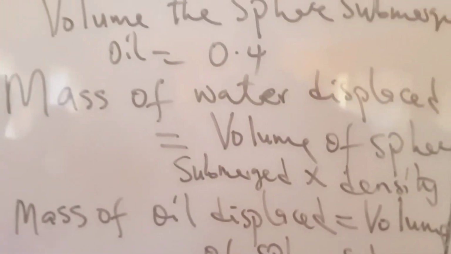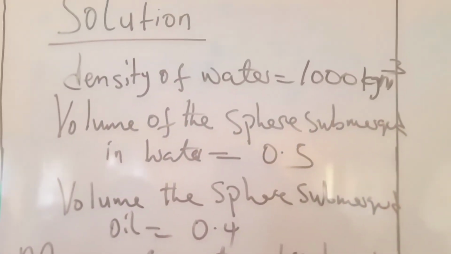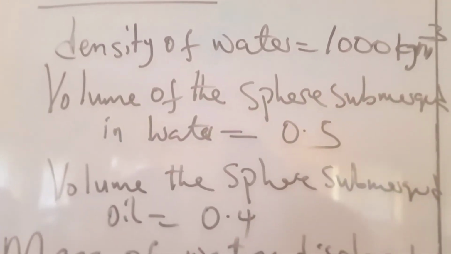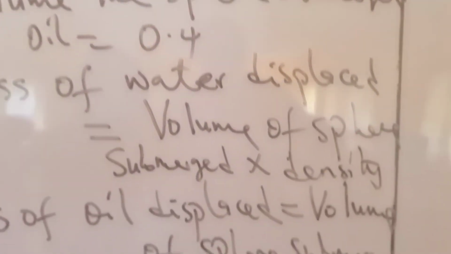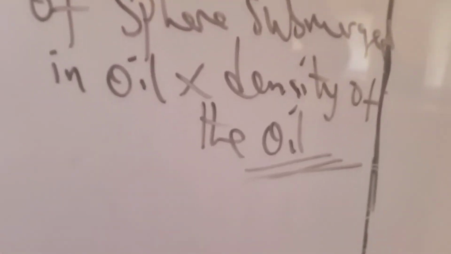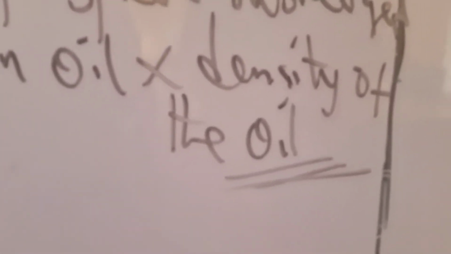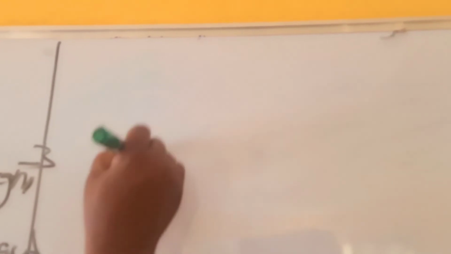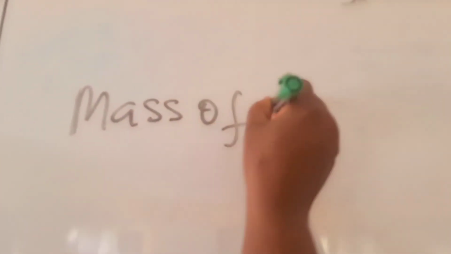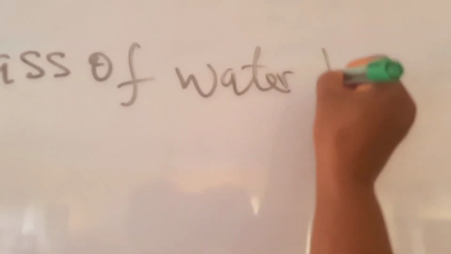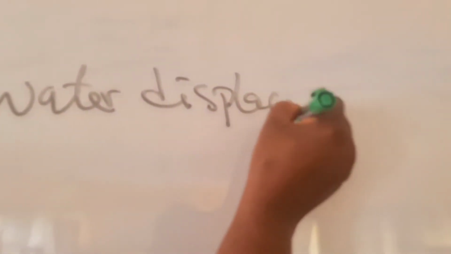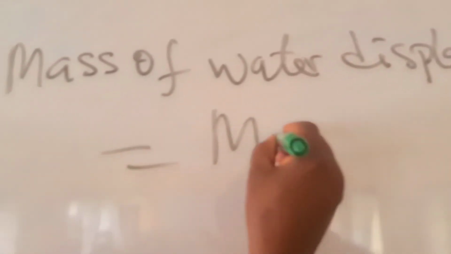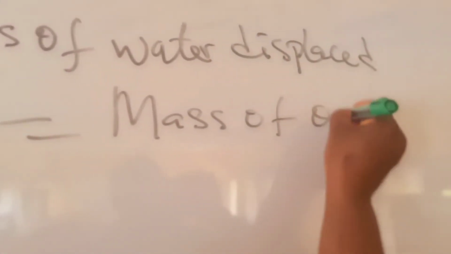Now, since we are using the same sphere, we now have the right to say that mass of water displaced is also equal to mass of oil displaced. So doing that, we first of all say mass of water displaced is equal to mass of oil displaced.